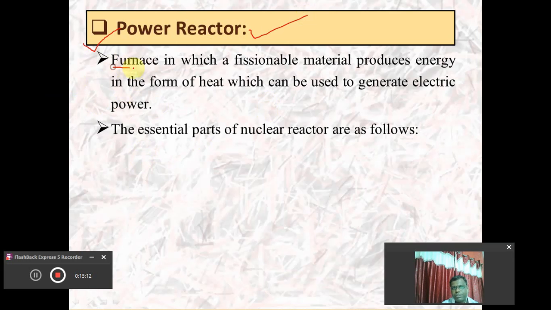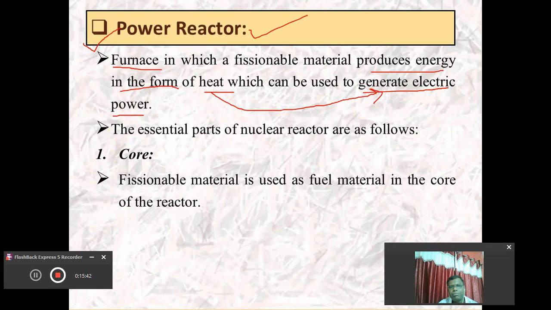So a power reactor is the furnace in which fissionable material, meaning the nuclear material, produces energy in the form of heat, and that can be used to generate electric power. So here the conversion is simply that in this furnace the nuclear energy will be converted into steam or heat, and later this heat will be converted into electrical energy or electric power, and that's why this is called the power reactor.